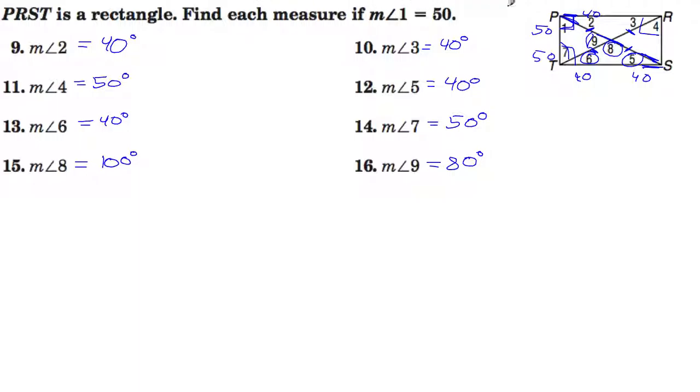So a lot of nice little patterns in here. Really, there shouldn't be anything too new. But the key with a rectangle is using these diagonals to make little isosceles triangles to help you along.